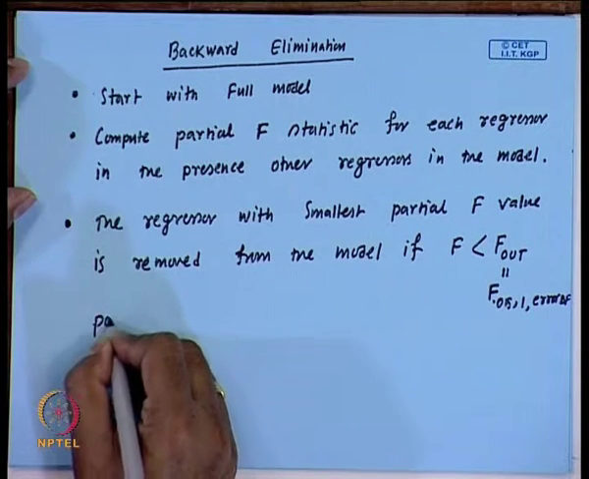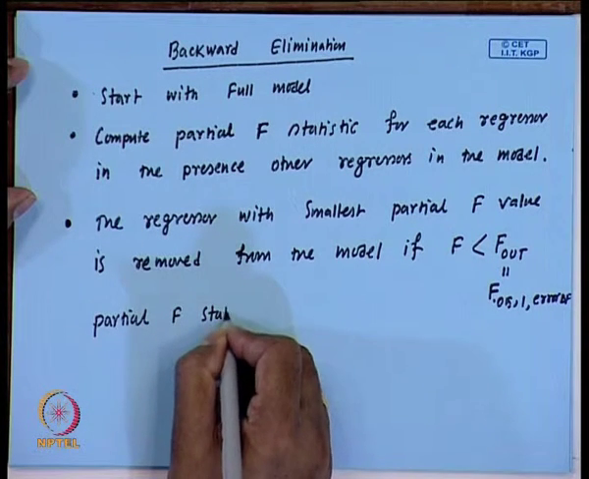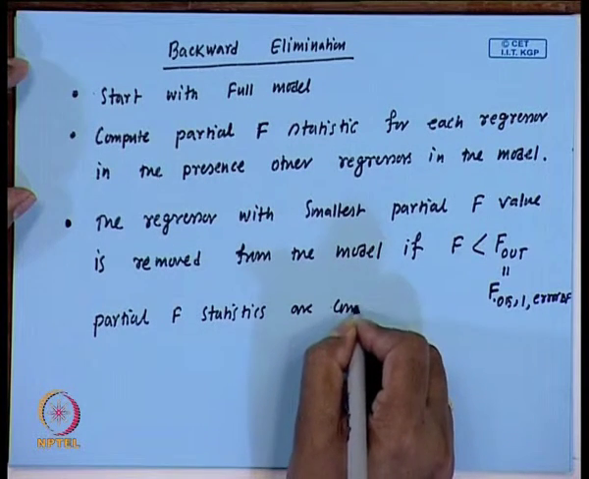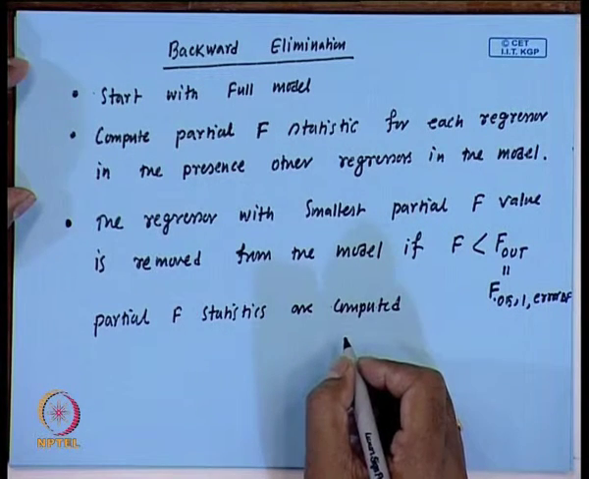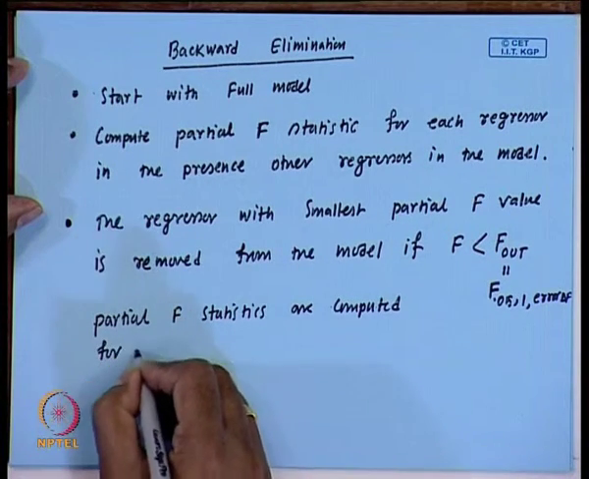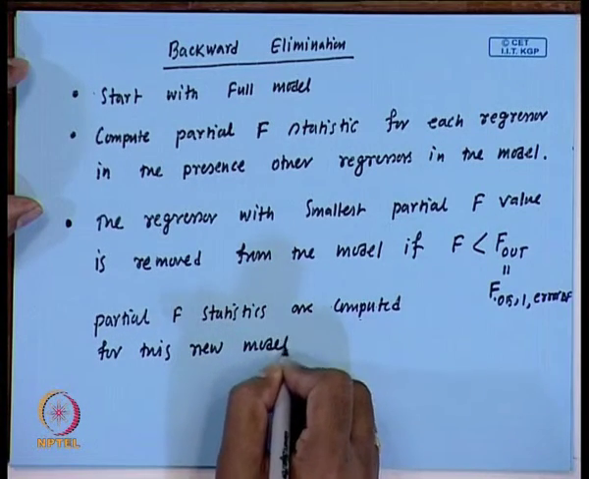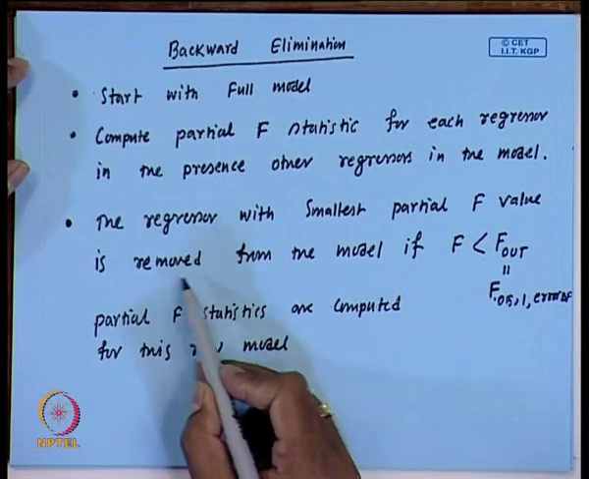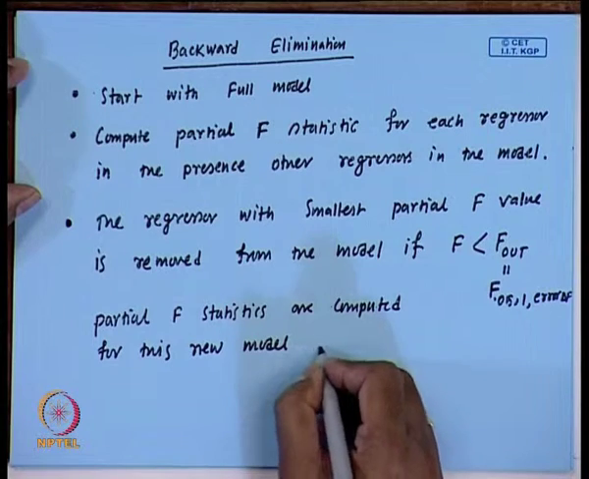And then partial f statistics are computed for this new model. By new model, I mean the model which has been obtained by removing the first regressor. For this new model, the process repeats.